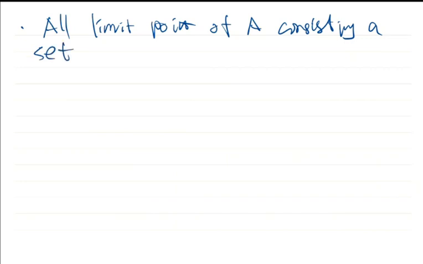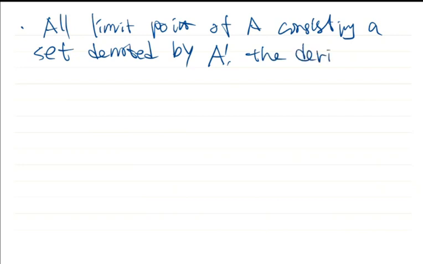We denote it by A prime. We call this the derivative set of A. Derivative. This is why we denote it by A prime, like the derivative of a single variable function. Okay.